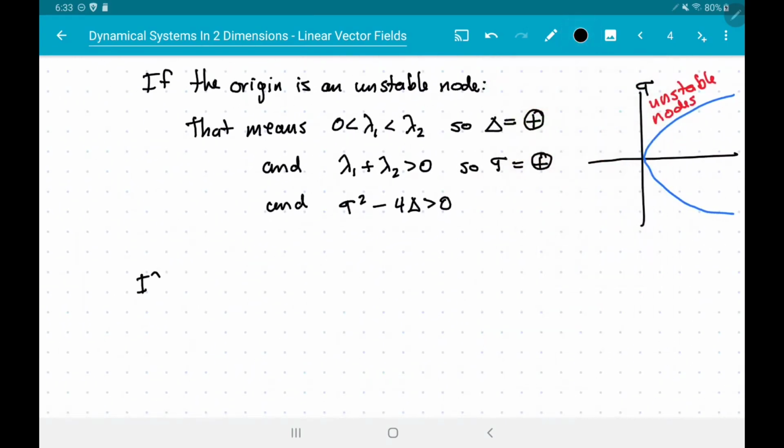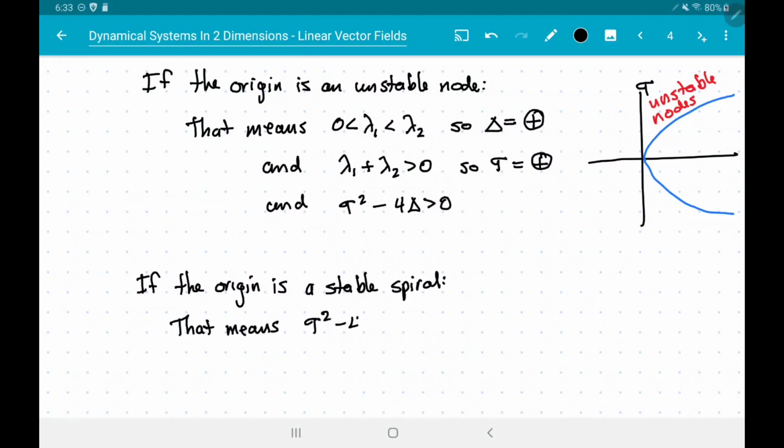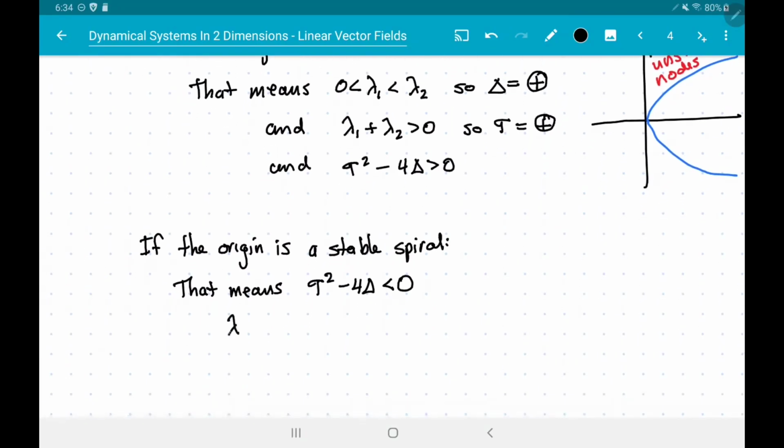Okay, next, if the origin is a stable spiral, that means that tau squared minus 4 delta must be negative. That way we get complex numbers out of the quadratic formula. So lambda 1 and 2 are equal to alpha plus or minus i beta.